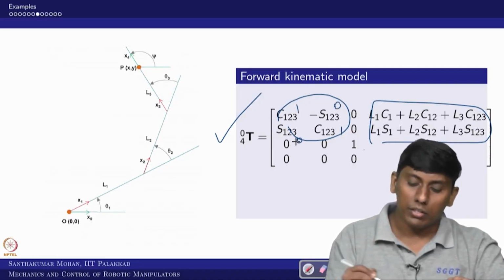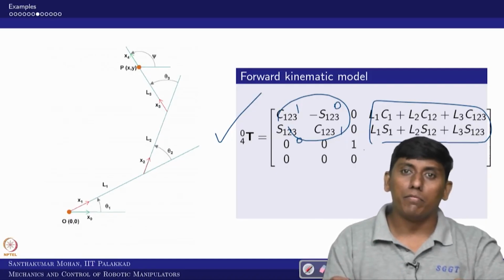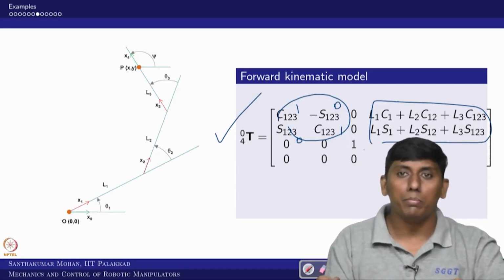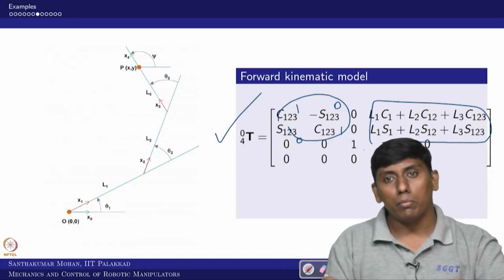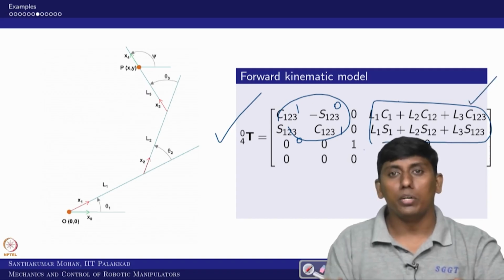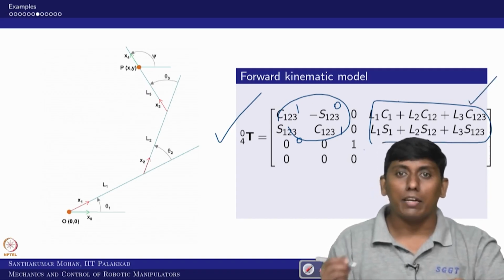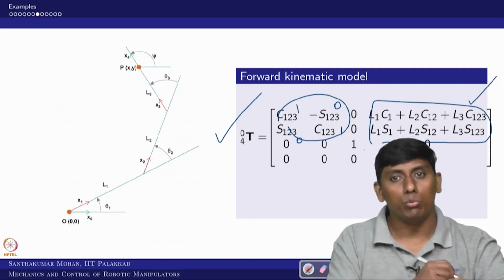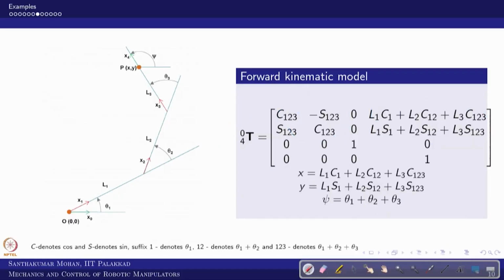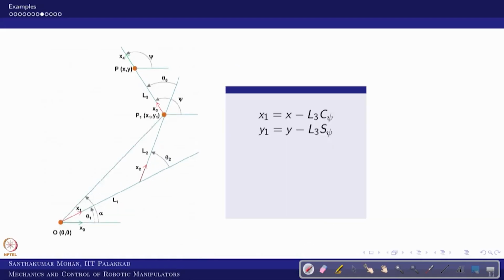So this is 0 0, right? We are not bothering about the frame arrangement or the position vector. What we are bothering about is: if I give the position vector and orientation information, can I find theta 1, theta 2, theta 3 individually? For that we can rewrite this equation. Again, 12 means theta 1 plus theta 2, and 123 means theta 1 plus theta 2 plus theta 3.